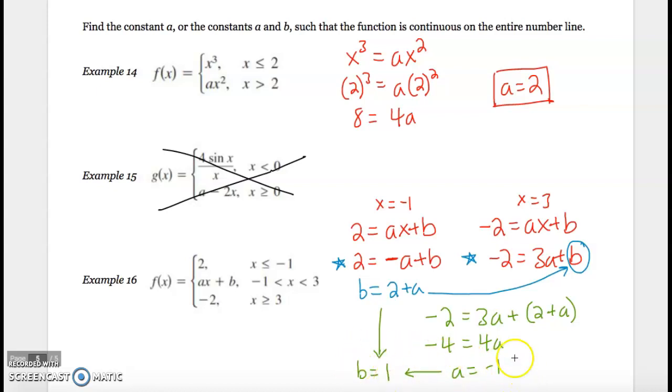So these would be the two values, a and b, such that my entire function would be continuous, even at its breaking points, okay? That would be an example of where you have to make your function continuous. Basically, the strategy that I tell my students is just to make everything equal at the breaking points, okay?